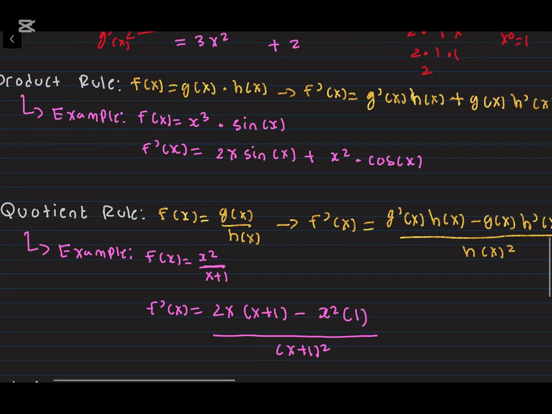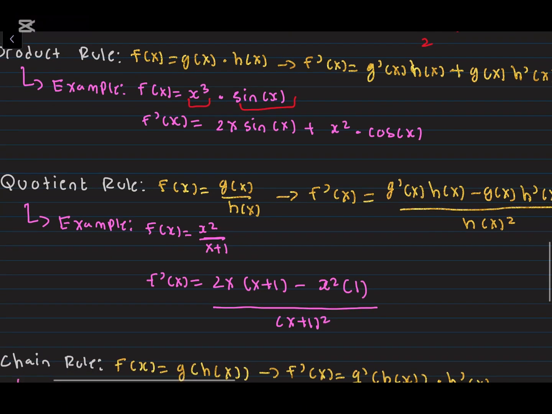Let's move straight to the example. Now we have an example here, f of x equals x cubed times sine x, okay? So we've identified our x cubed as our g of x and our h of x as sine of x, right? So let's see how we can do this.